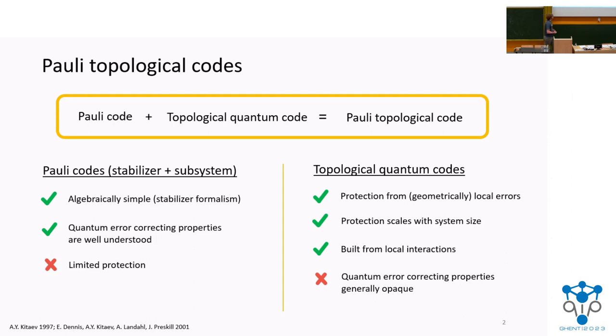But loosely speaking, polytopological codes are an amalgamation of Pauli codes, which includes both stabilizer codes and subsystem codes, and topological quantum codes. And what's nice is Pauli codes and topological codes make up for each other's deficits, and they have great benefits.